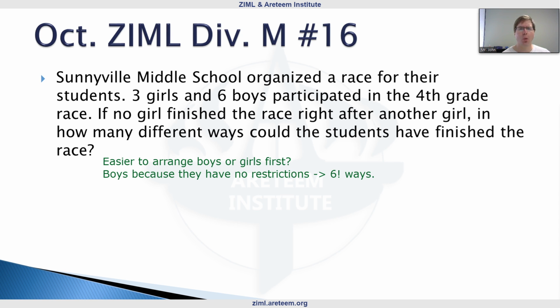Do we care about the order of a race? Well, yeah. If you're running in this race, you want to win or you want to beat your competitor. So there are 6 factorial ways in total for arranging these boys. Let me know if there's any issues about that, but we've already arranged the boys. For now, I just want to think about what the boys are going to look like in this race. So we have the 6 boys finishing in some order. There are 6 factorial ways, 720 ways for the boys.